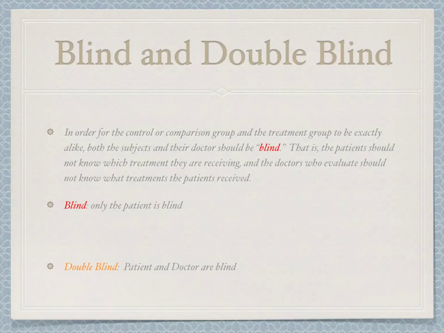Blind or double-blind. In order for the control or comparison group and the treatment group to be exactly alike, both the subjects and their doctor should be blind. That is, the patients should not know which treatment they are receiving, and the doctors who evaluate should not know what treatments the patients received. Now, it's called a blind only if the patients are blind, and it's a double blind if patient and doctor are blind.